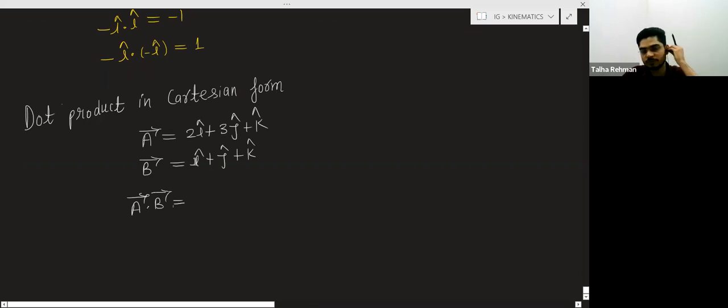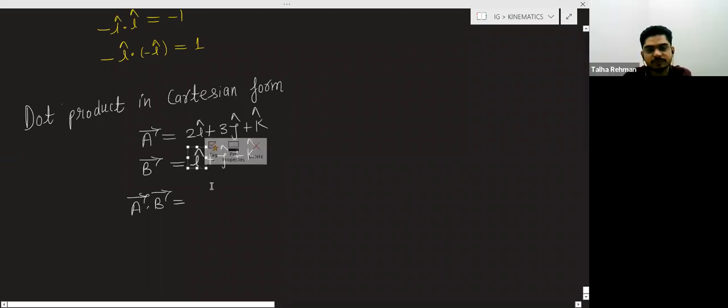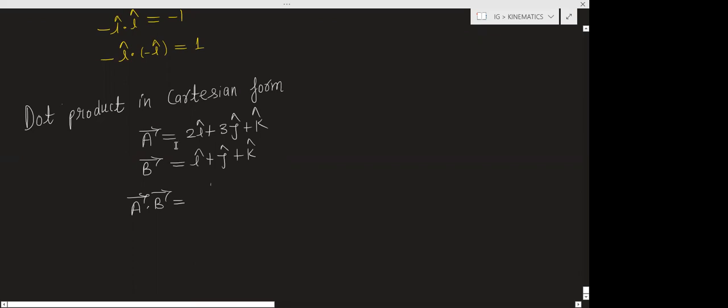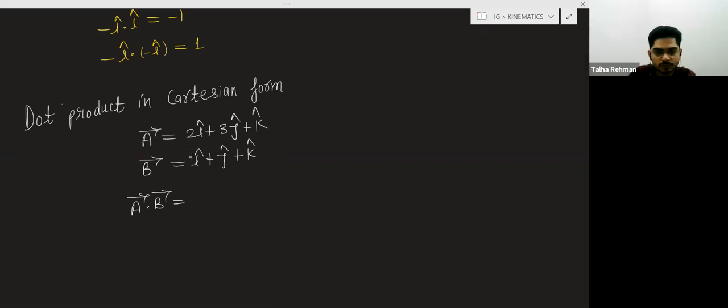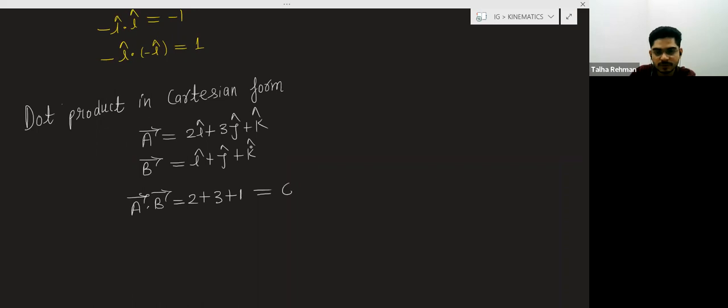What is the coefficient of i cap here? That is 1. So you will multiply 2 with 1, it will become 2. Here you will multiply 3 with 1, it will become 3. Here you will multiply 1 with 1, it will become 1. So finally, what answer will you get? 6.